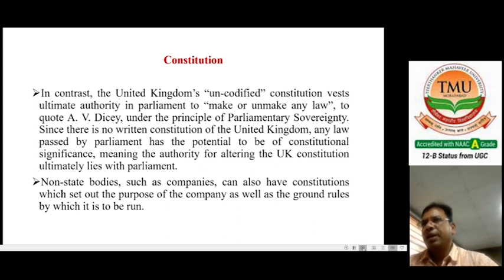That means in the British Parliament there is no written document, but in practice there are some norms, and the parliament of the United Kingdom is supreme, which is called parliamentary sovereignty. Another thing: a non-state body such as a company can also have a constitution, which sets out the purpose of the company as well as the ground rules by which it is governed. That means most nations or states have their own constitutions, but some associations and organizations also form their own constitutions for the convenience of governance and their routine work.